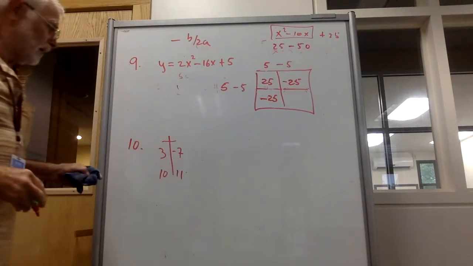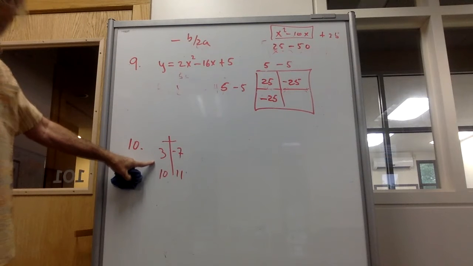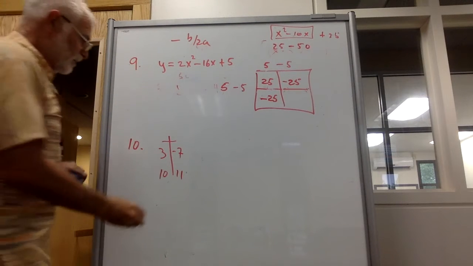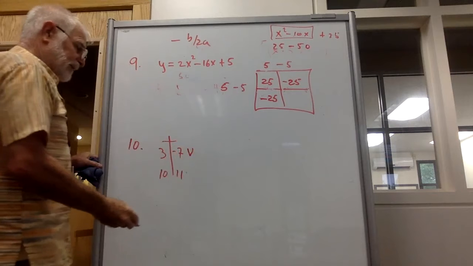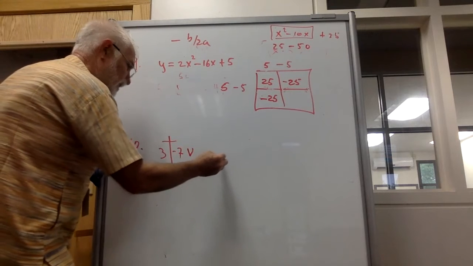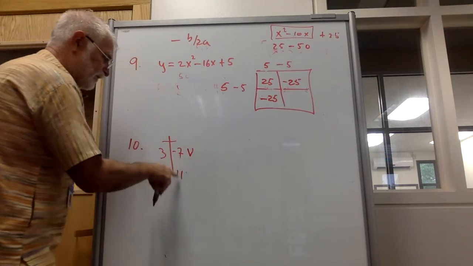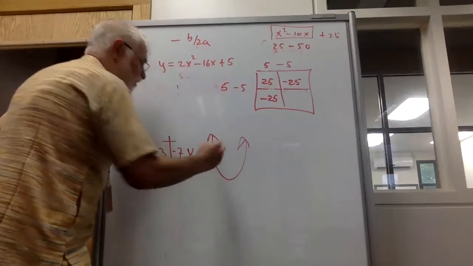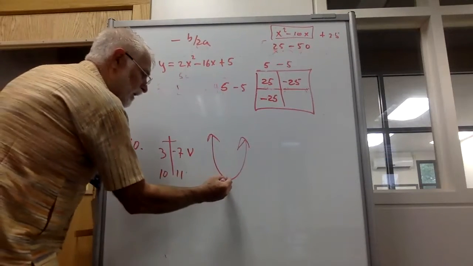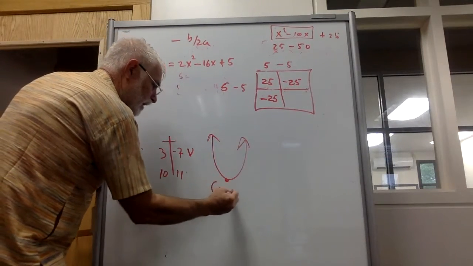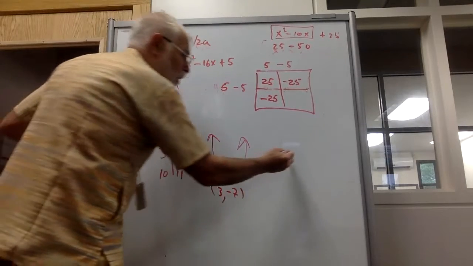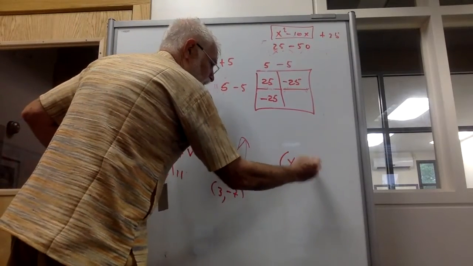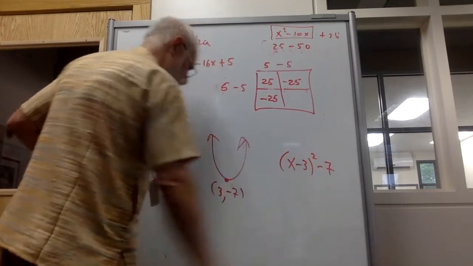All right. I think this is a quadratic. So that's the vertex. If that's the vertex, we know we have a -7 to 11. It's going up. So I am going to draw a U-shape up. I'm going to label this 3, -7. Hope you wrote x minus 3 squared minus 7.